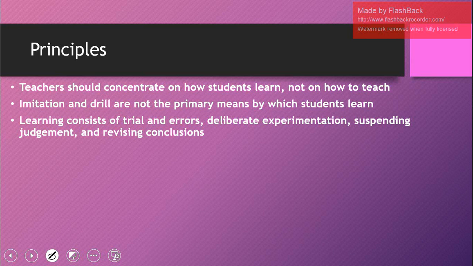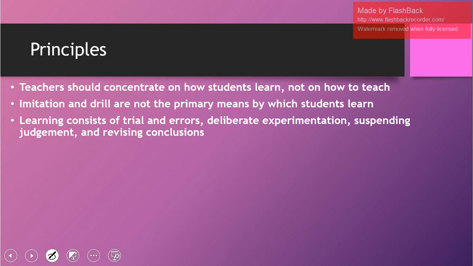Learning consists of trials and errors, deliberate experimentation, like you deliberately experience something, experiment with something, like in physics, chemistry, to find out what is going to happen. Suspending judgment: you make a judgment, then you suspend it after the experiment if it goes wrong. And revising conclusions, then you make the conclusion. So this method revolves around mechanical, or you can say chemical, experimentation. Like you make an error, you deliberately experiment, you suspend the judgment if it goes wrong, and you revise your conclusion that it is not going to happen like that, but it is going to happen like that, right?